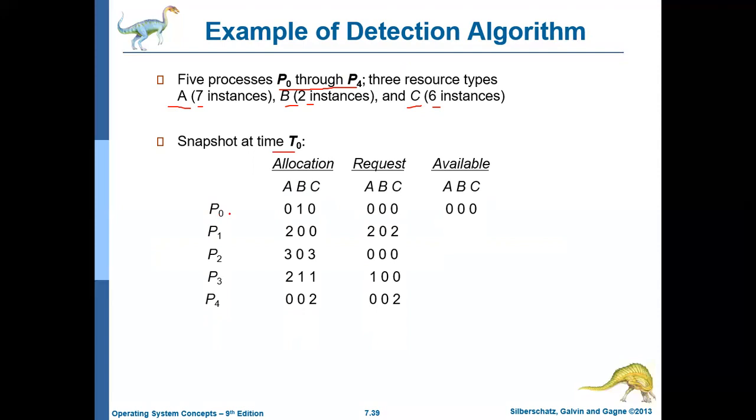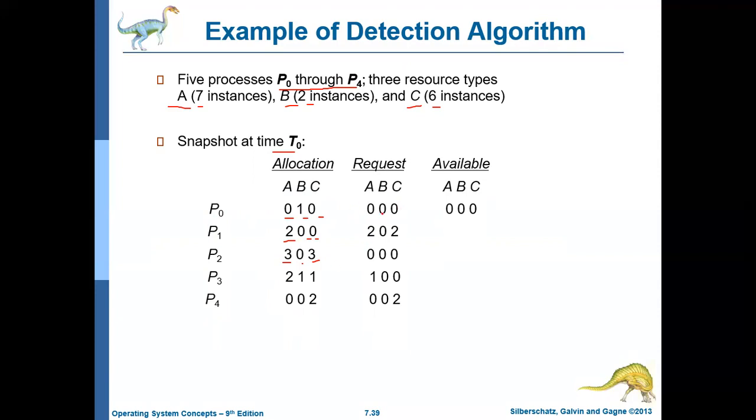That is, process P0 is assigned 0 instances of resource A, 1 instance of B, and 0 instances of C. And P1 is assigned 2 instances of resource A, 0 instances of B, 0 instances of C. And P2 is assigned 3 instances of resource A, 0 instances of resource B, and 3 instances of resource C, and so on and so forth. It continues. And this is the request.